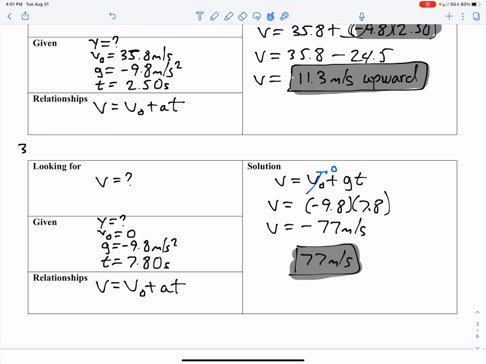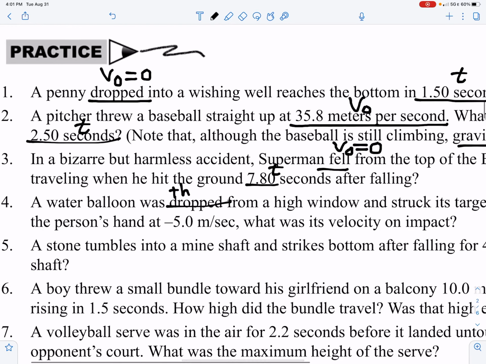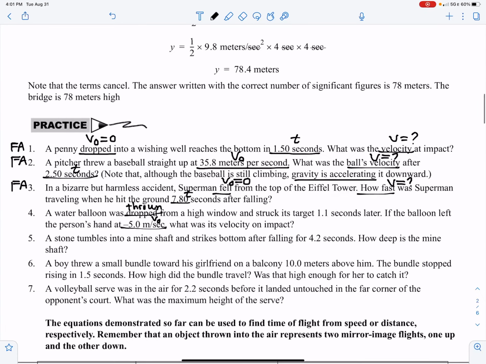Number 4. Read along with me, please. A water balloon was dropped from a high window and struck its target 1.1 seconds later. If the balloon left the person's hand at negative 5 meters per second, what is the velocity on impact? Well, I think this word dropped is a poor word choice because really the balloon was thrown down. Specifically, it was thrown down with that velocity, so that would be V naught. 1.1 seconds later would be time, and we're looking for velocity. You can tell this is free fall acceleration because even after the water balloon is thrown down, gravity will continue to accelerate it downwards.